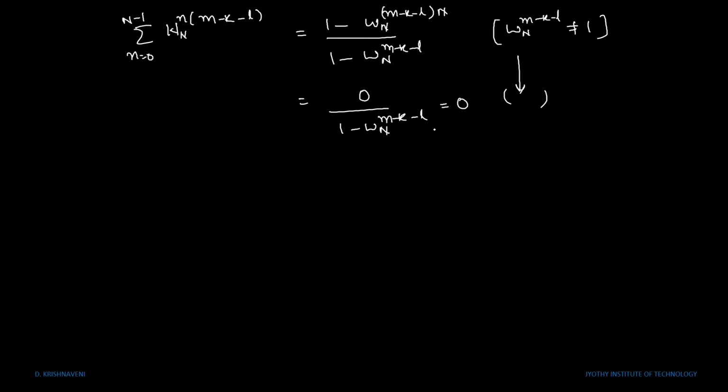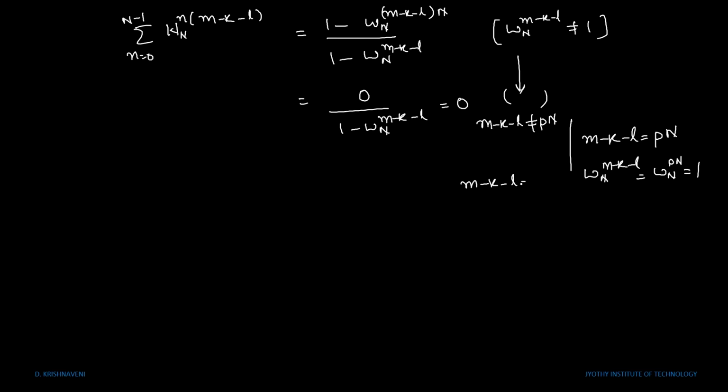So what is the condition we will have to check? W_N to the power of (m minus k minus l) will be equal to 1 when m minus k minus l is a multiple of capital N, or we write m minus k minus l as pN, some multiple of N. So if this is equal to pN, then W_N to the power of (m minus k minus l) will be equal to W_N to the power of pN, which is equal to 1. Thus, this summation is equal to 0 if m minus k minus l is not equal to pN. But if it is equal to pN, I can't take this solution. So we have to go back to the summation and substitute pN here. Then W_N to the power of pN into n will be 1. So the summation of 1 will be equal to upper limit minus lower limit plus 1, that is N minus 1 minus 0 plus 1, which is equal to N.